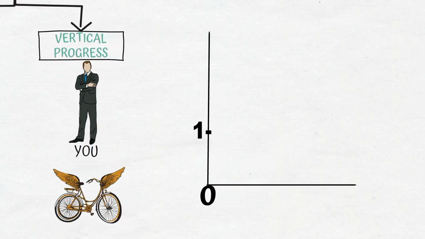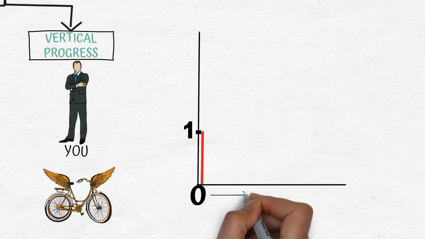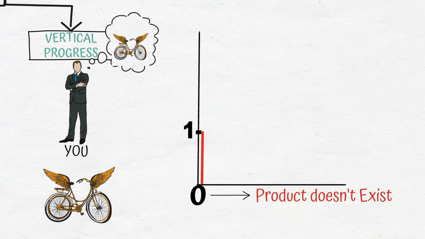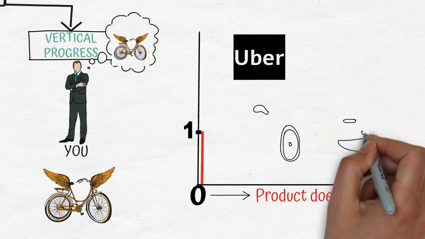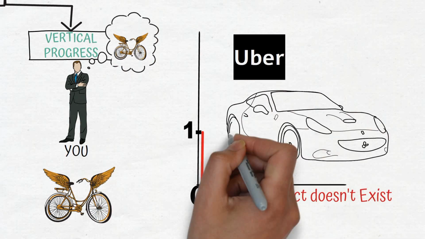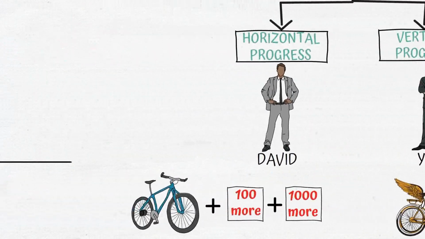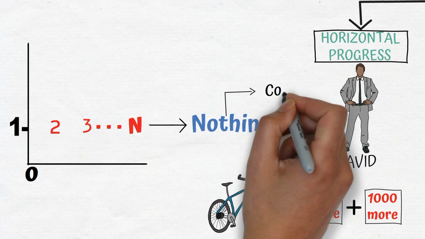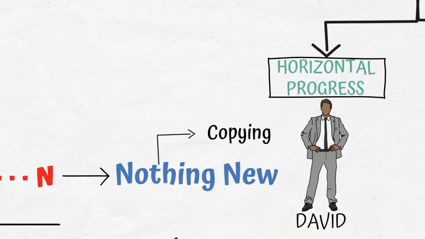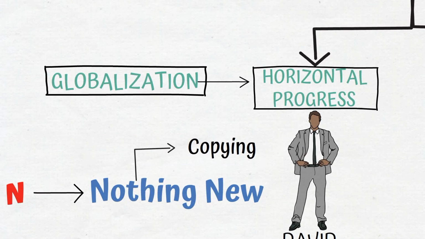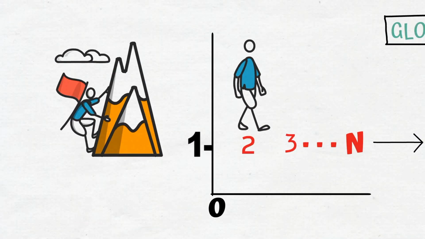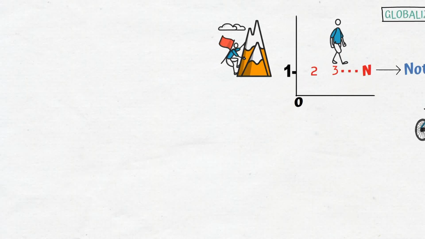Vertical progress is from 0 to 1. 0 means a product does not exist, and you imagine it and then create something new. For instance, when Uber was introduced, it was 0 to 1 because no online taxi service existed before. Horizontal progress is from 1 to n. N means nothing new. It's about copying others. Globalization is actually horizontal progress. A thing becomes globalized when it is copied globally. Vertical progress is difficult, while horizontal progress is easy, but there is a problem with the horizontal progress.